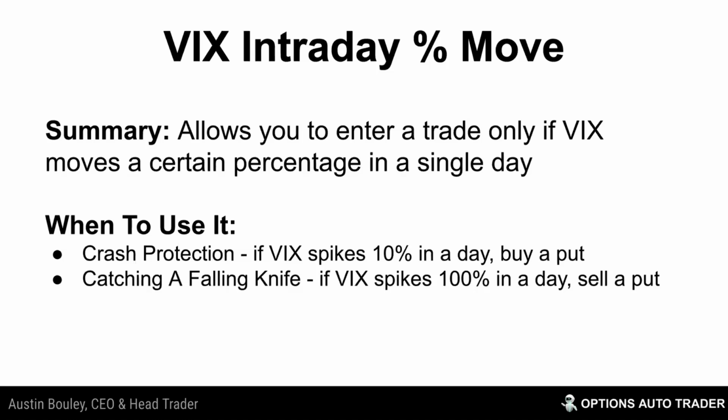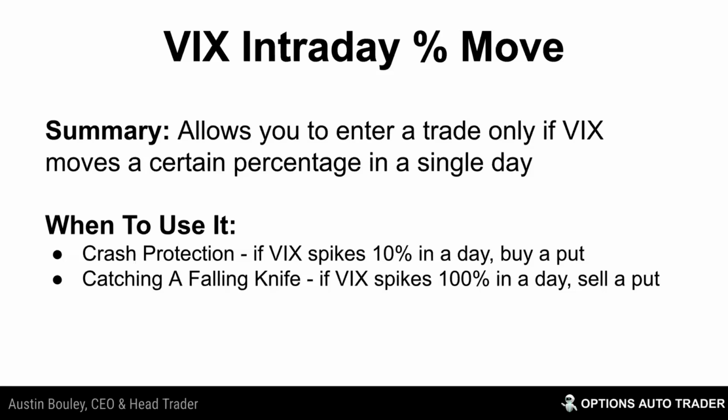You can also use it to help catch a falling knife. Okay, we all know that VIX can spike upwards of 100, 200, 300% in a single day. But when it does that, it tends to have a retracement at least a day or two after, before heading higher, or maybe just completely falling off. And so if VIX spikes 100%, 200% in a day, we can sell a put because now volatility is elevated, and we can take advantage of that quick volatility decrease. And it's a great way to better catch a falling knife.